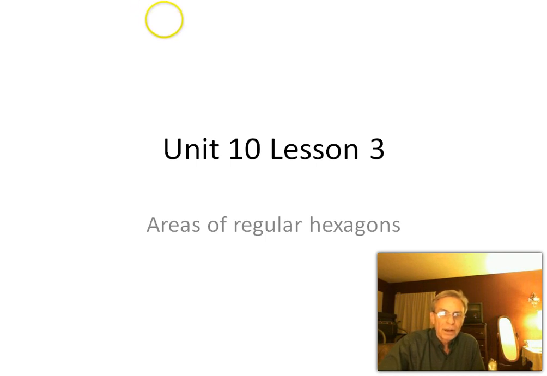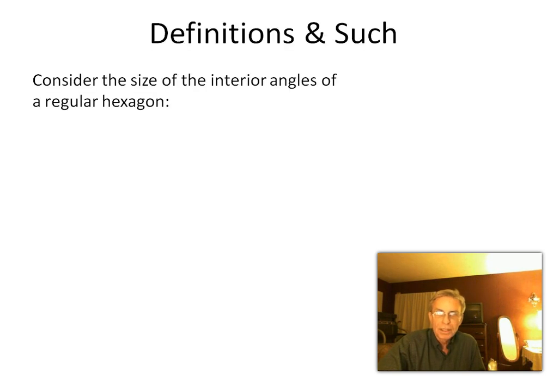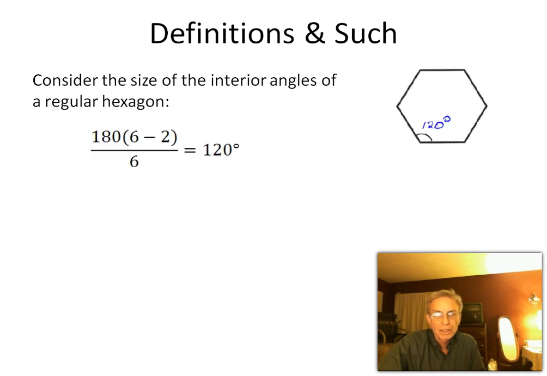Okay, so the areas of regular hexagons, we have a few little details to take care of before we start. For definitions, first think about the size of the interior angles of a regular hexagon. You take 180 times the number of sides minus 2, which gives us the total of the interior angles. Since we have a total of 6 angles, we divide by 6, and each angle has to be 120 degrees.